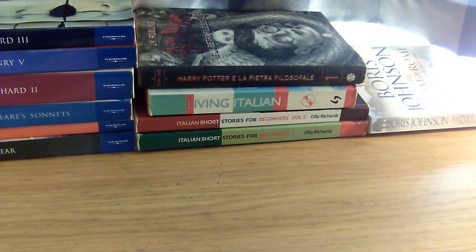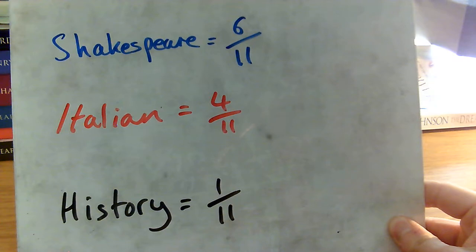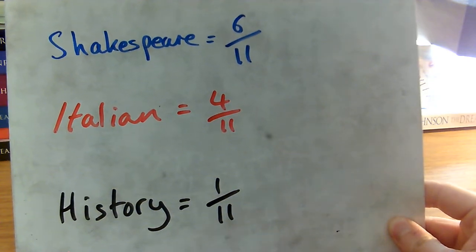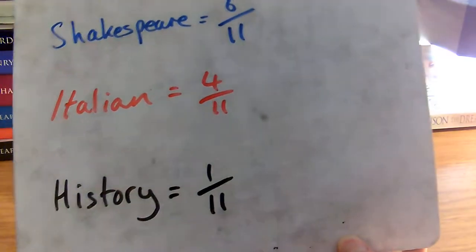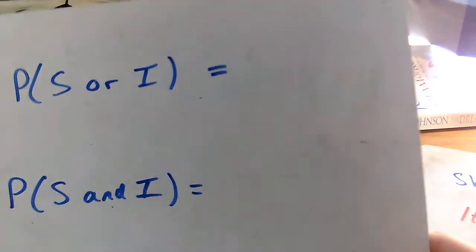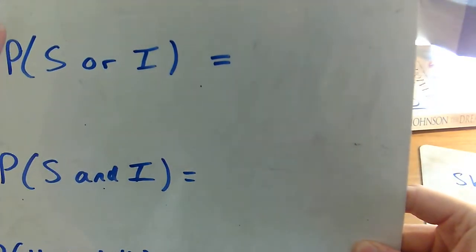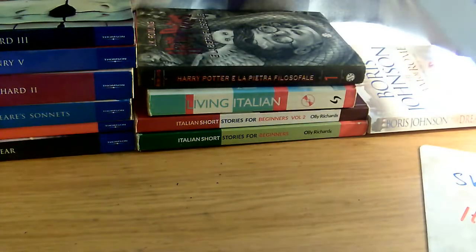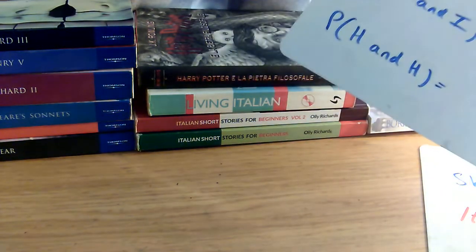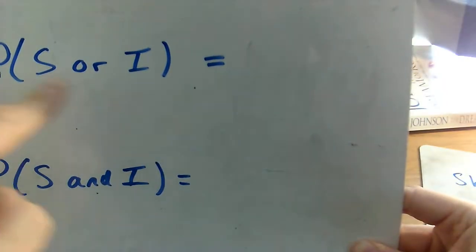So it's pretty easy to work out what the chance of me choosing any individual one of those books is. It's these: 6 out of 11, 4 out of 11, and 1 out of 11. We can use the rules we've just looked at to work out some more complicated probabilities. So what is the probability of me choosing a Shakespeare book or an Italian book? Now in this situation I'm talking about choosing one book to read now. I can't read 2 at once, I can't choose 2 at once. So these are mutually exclusive events.